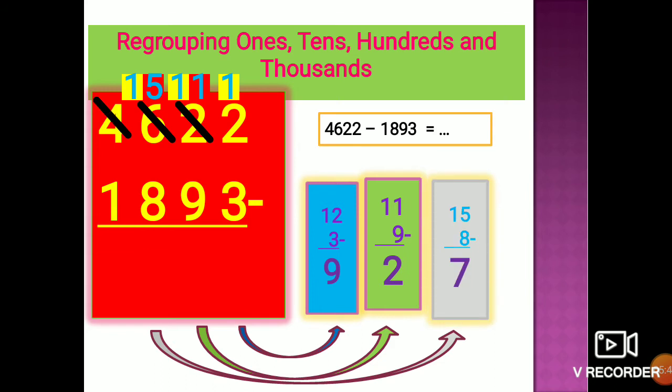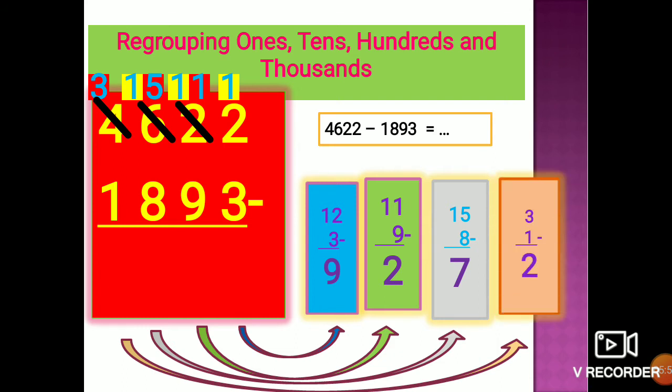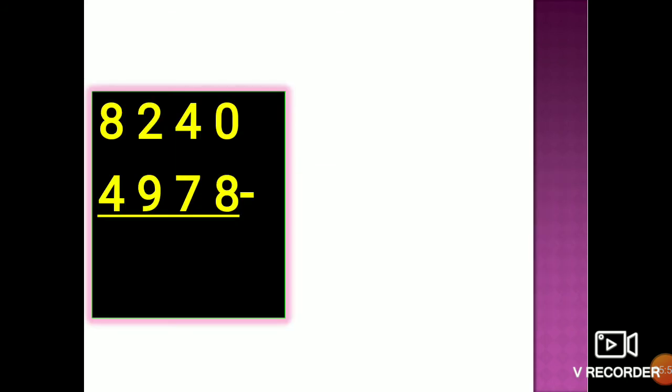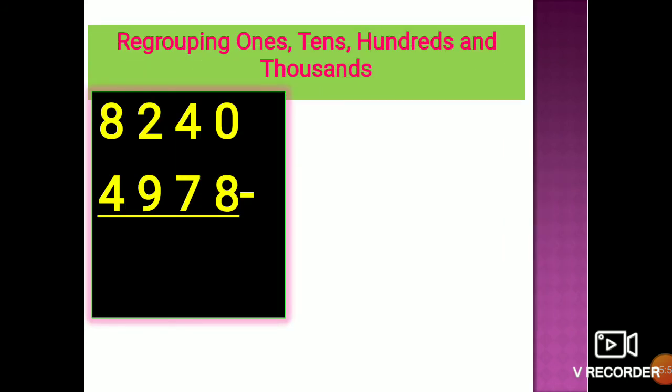Awesome. Now what happened to 4? 4 already changed into 3 now. 3 minus 1 equals 2, and the result will be 2729. That's awesome, guys.